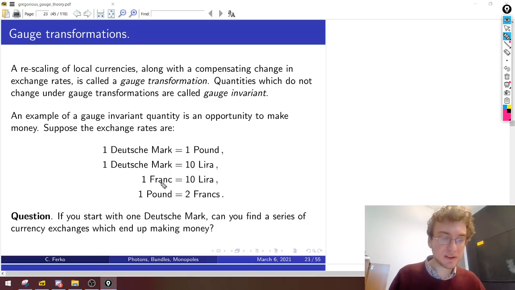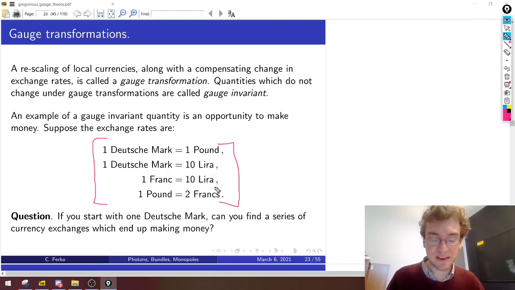So suppose I give you these explicit exchange rates. You can change Deutsche marks for pounds, or marks for lira, or for francs. We've gotten rid of the euro, and now each country has their own currency, and these are the exchange rates. So a question for you, just think about it for a minute or so. If I hand you one Deutsche Mark, can you make some series of exchanges, some collection of trades, which ends up making money? So at the end of the day, you have more than one Deutsche Mark, more than you started with.